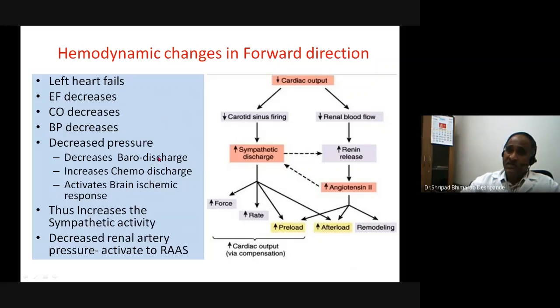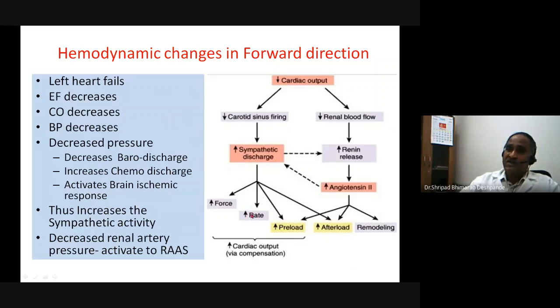That means these glossopharyngeal and vagal inputs reaching the NTS would be inhibitory, and this inhibition is diminished and sympathetic discharge increased. Now, what the sympathetic discharge does is increase the force of ventricular contraction, left ventricular contraction. So that would increase the cardiac output. That will try to increase the cardiac output.